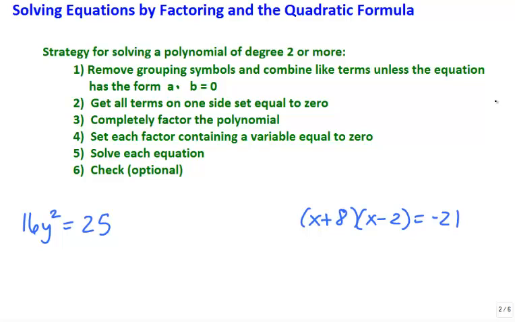Welcome to the video lecture on solving equations by factoring and the quadratic formula. So now that we've learned how to factor equations, we're going to use that to help us solve equations.